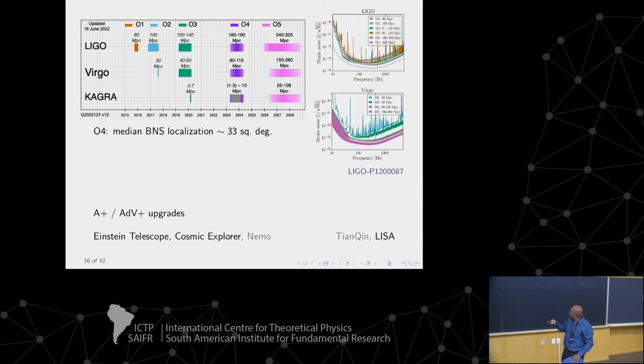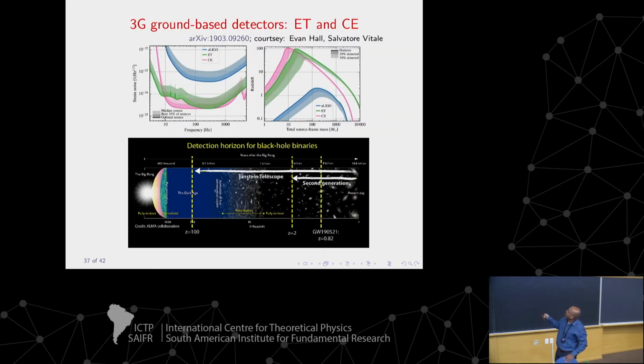And further down the line, detectors such as the Einstein Telescope and Cosmic Explorer are planned, and these detectors are practically going to see all binary black holes, or all stellar mass binary black holes which can be observed.